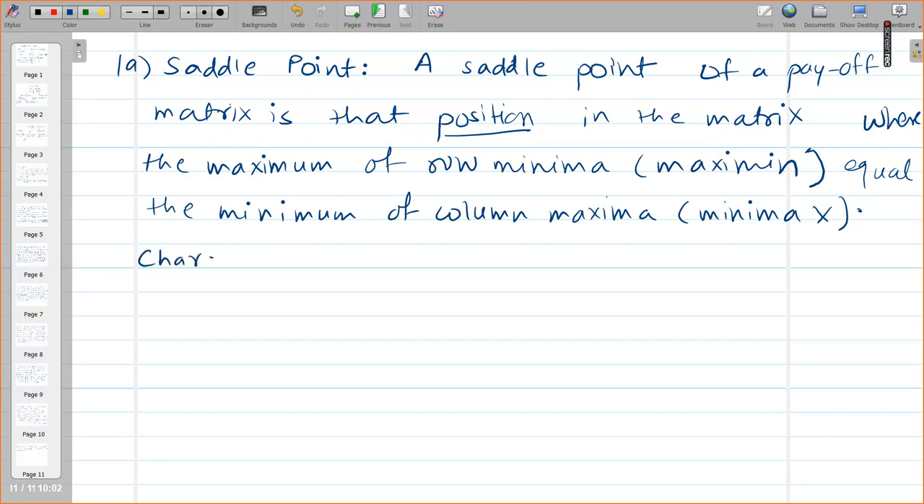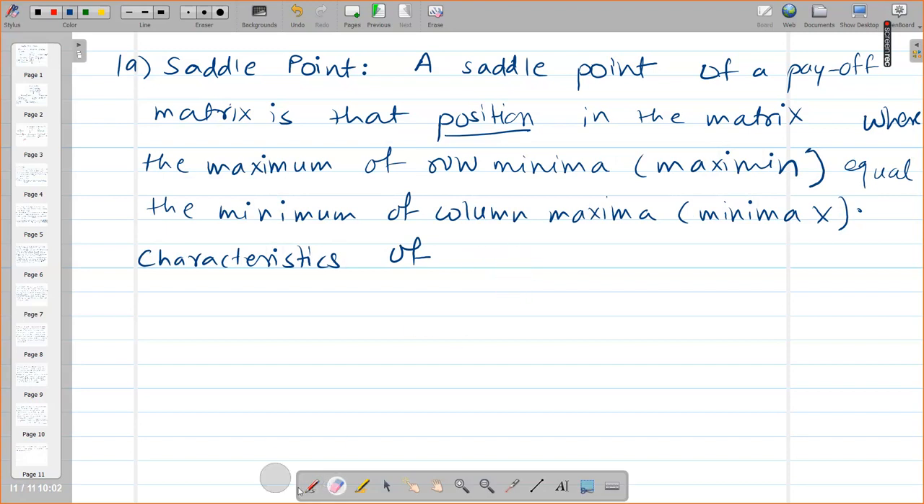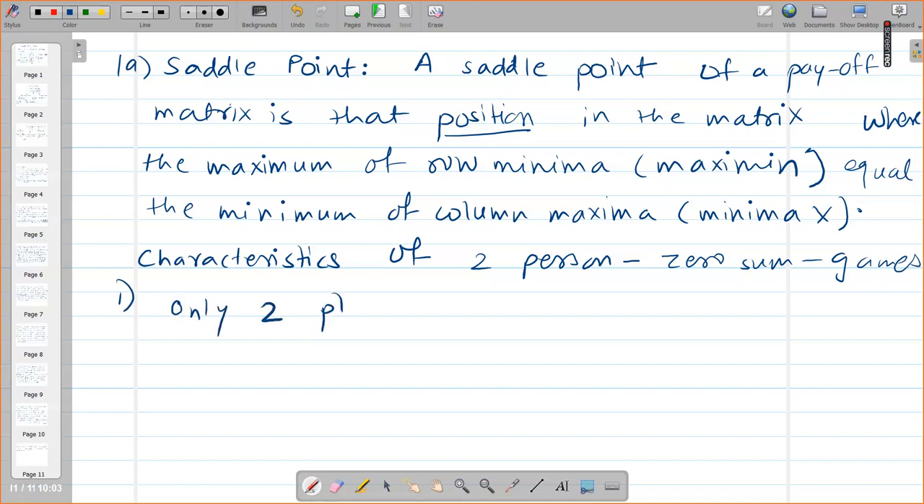Now last I'm going to write these characteristics which we need to remember. And then we will have a game and we will start seeing the methods. 2-person zero-sum games. First one, only 2 players participate. This is quite obvious as we are saying 2-person zero-sum game. Only 2 players participate.